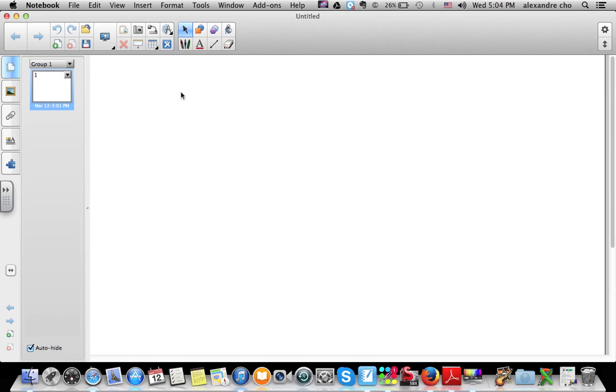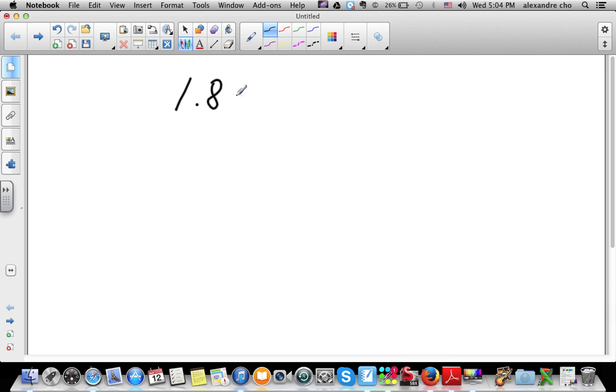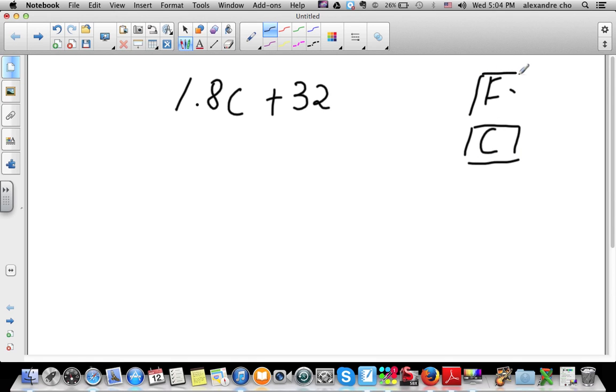Okay, and 22 said, and let me write this down, 22 had a problem. They gave an expression: 1.8C plus 32. This expression is to convert between, and I'll write it over here, Fahrenheit and Celsius. Now, the rest of the world uses Celsius. We measure temperature in Celsius, but the United States measures temperature in Fahrenheit mostly. So this is to convert back and forth.